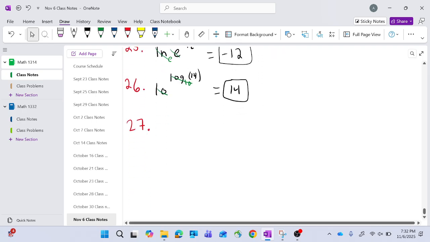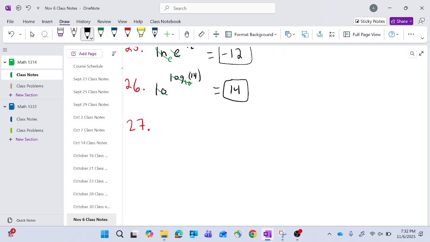8 to the log base 8 of 5. And what's that going to be? Just 5. These are the same base. They cancel out. You just have 5. Yeah, it's reversed, but it kind of works both ways. So that's why it applies both ways. We're good here? Any questions? No?